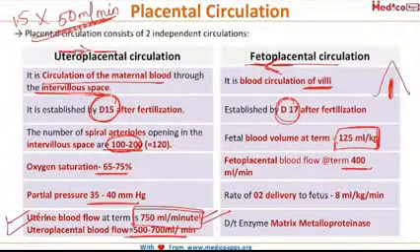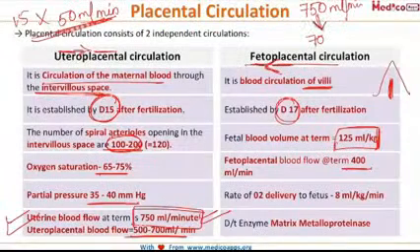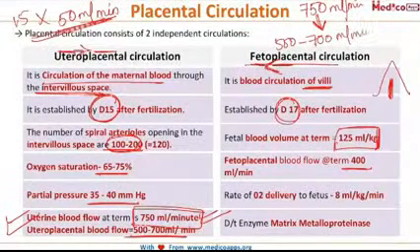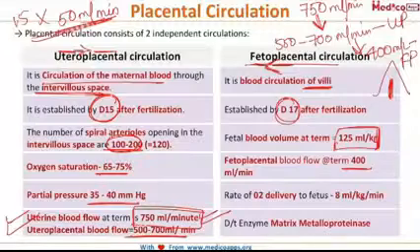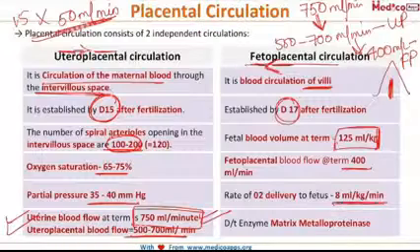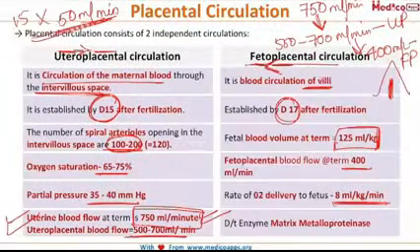Now how will you remember it? The uterine blood flow at term is 750 ml per minute. This decreases to 500 to 700 ml per minute in the uteroplacental circulation, and now this decreases to 400 ml per minute in the fetoplacental circulation. Now the next important question is rate of oxygen delivery to the fetus, and it is at the rate of 8 ml per kg per minute. And matrix metalloproteinases are involved in this fetoplacental circulation.